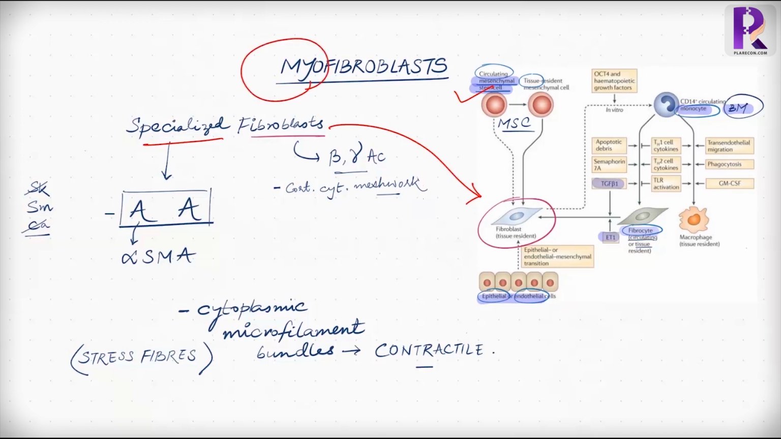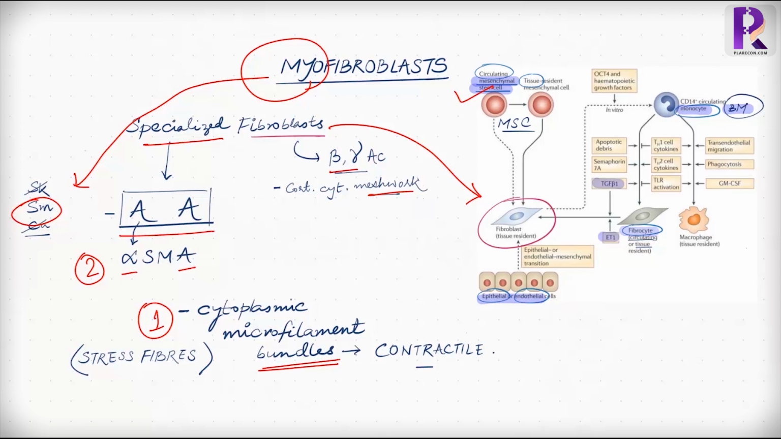Now the myo component of myofibroblast is more specifically smooth muscle component, which is present in two forms. One, cytoplasmic microfilament bundles. Here the term bundle is important because cortical cytoplasmic meshwork is present in fibroblasts also. The second form is alpha smooth muscle actin, which can be remembered by the mnemonic AA. Here the term alpha is important because beta and gamma actins are present in fibroblasts also. These two together form stress fibers, which provide myofibroblasts their characteristic contractile property.